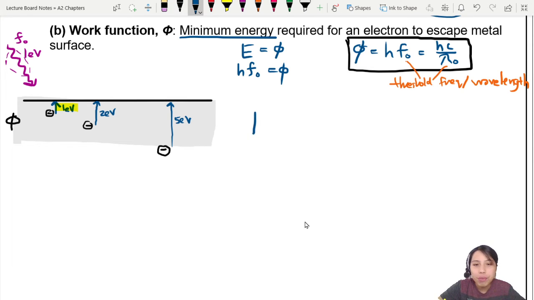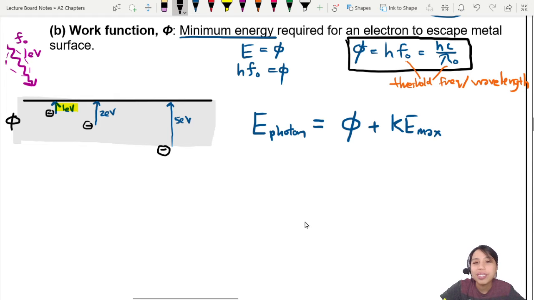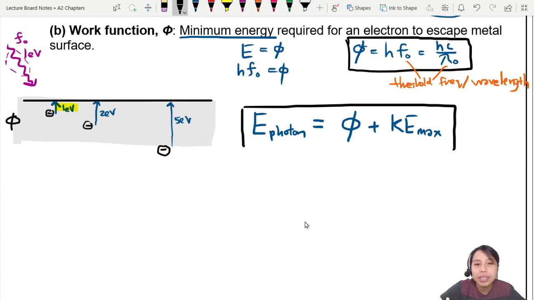An incoming photon has a certain energy. That is equal to the work function plus the maximum kinetic energy of the electron that comes out, the photoelectron. So this is the most important main equation, and we'll see how to use this in a bit. By the way, this is the idea of conservation of energy.